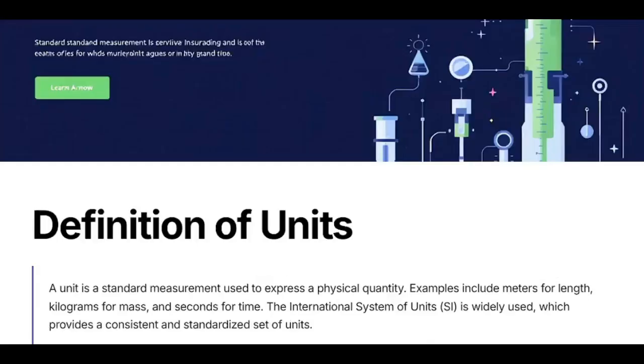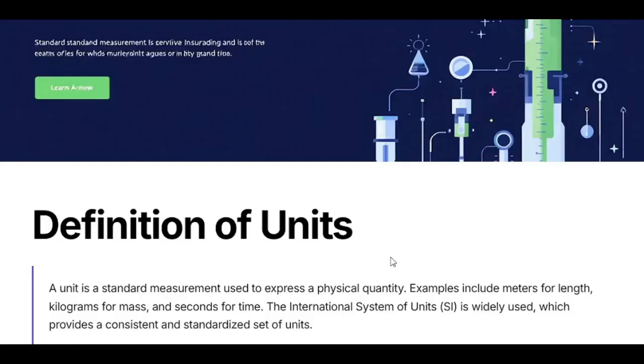Here we'll be starting with a definition of what units are. From what we have on my screen, units are standard measurements used to express physical quantities, which was what I just stated in the previous slide. Examples of these units: we have meter for length, kilogram for mass, and seconds for time. We also have Kelvin for temperature and several others. Units are used to measure quantities.